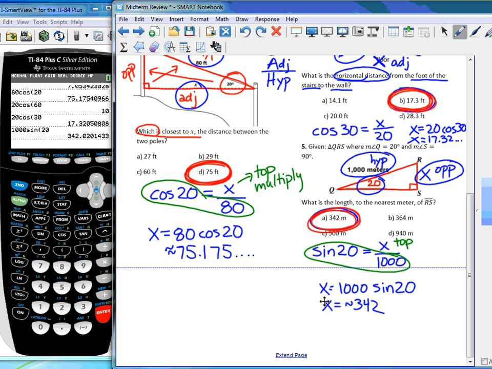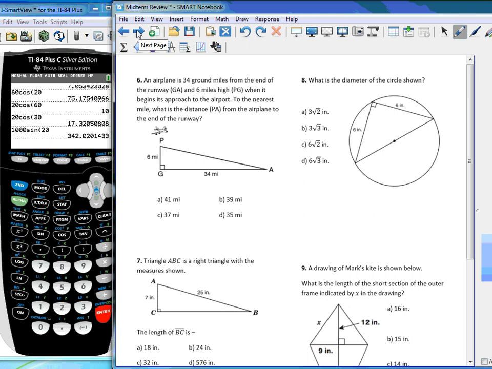So we're moving on to the next page. I believe there's a second page. Yes, there is. Ooh, lots of good stuff going on here. Okay, let's see what's going on. An airplane is 34 ground miles from the end of the runway and 6 miles high when it begins its approach to the airport. To the nearest mile, what is the distance PA? Oh, they even gave it to us. That's nice. PA, they want to know what this distance is. So they want to know the length of the hypotenuse. And they gave us the other two sides. This is not trig. This is the Pythagorean theorem.